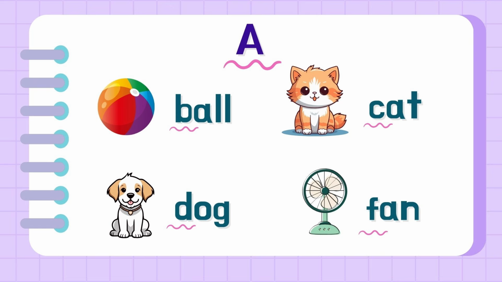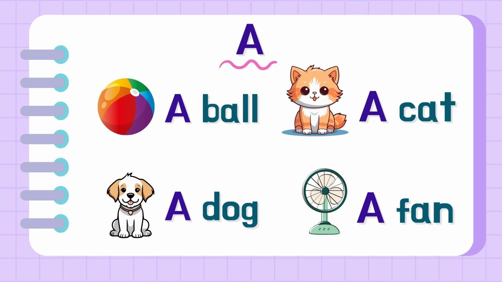If we hear a consonant sound, we have to use, yes, you are correct. For a consonant sound, we use a. So we say a ball, a cat, a dog, a fan.